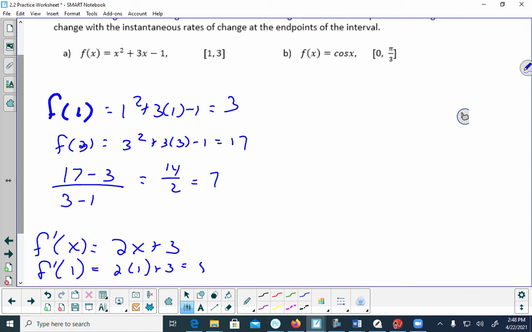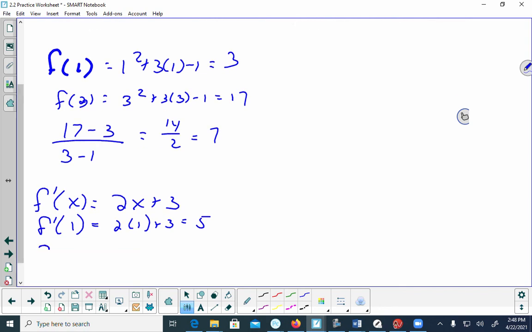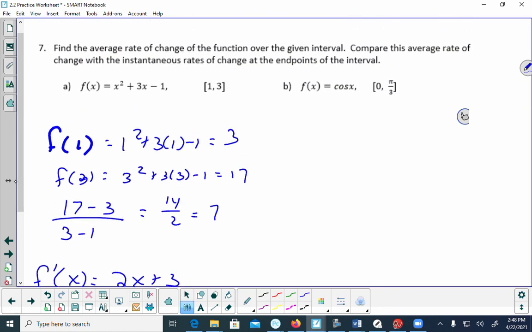And when I do that, I get 5. And when I do 3, I get 9. So that's comparing the difference of instantaneous rate of change with my average. Part B is doing the same thing, except it's with a trig function.